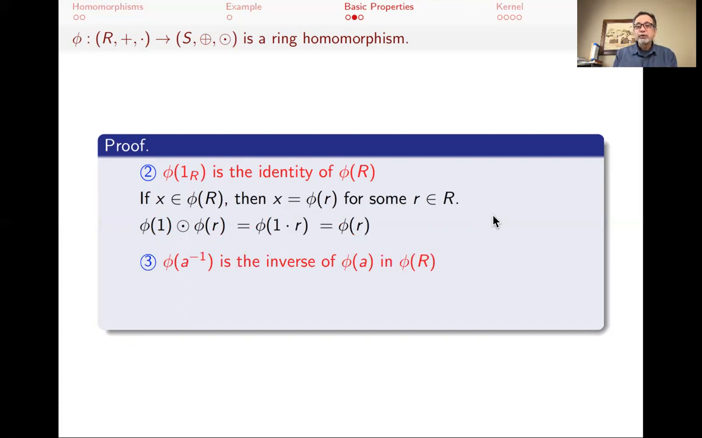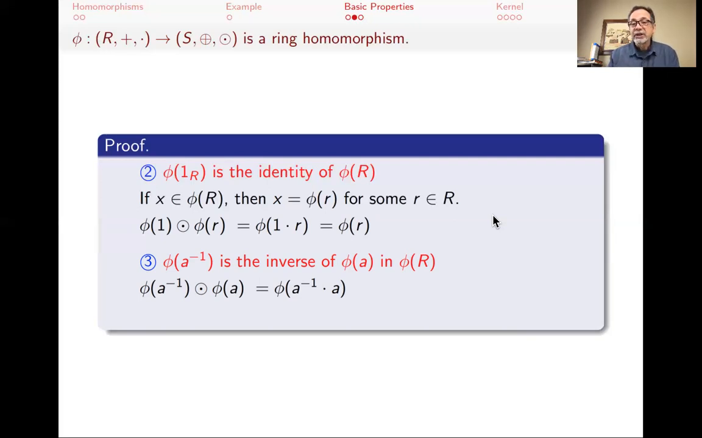Now, for three, I have to show you that phi of A inverse is the inverse of phi of A in phi of R. But how do I show that two things are inverses of each other? Well, I multiply them and see if I get the identity. So if I take phi of A inverse and multiply it by phi of A, what do I get? Well, this is a ring homomorphism, so phi of A inverse times phi of A is the same as phi of A inverse times A. Note that when we say phi of A inverse times phi of A, that times is in the ring S. Here, when we're saying A inverse times A, that times is in the ring R, and those might be two very different multiplications.